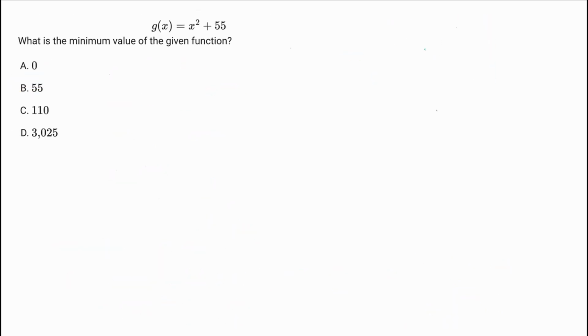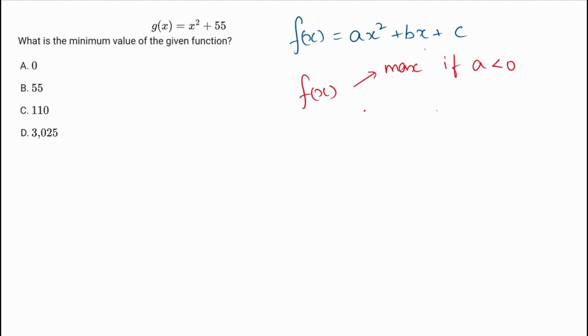g of x is equal to x square plus 55. What is the minimum value of the given function? So let's consider the standard form of a quadratic equation. We have f of x, which is equal to ax square plus bx plus c. So for a function to have a maximum or a minimum value, let's consider the coefficient of x square. That is, f of x has a maximum value if a is less than 0 and a minimum value if a is greater than 0.